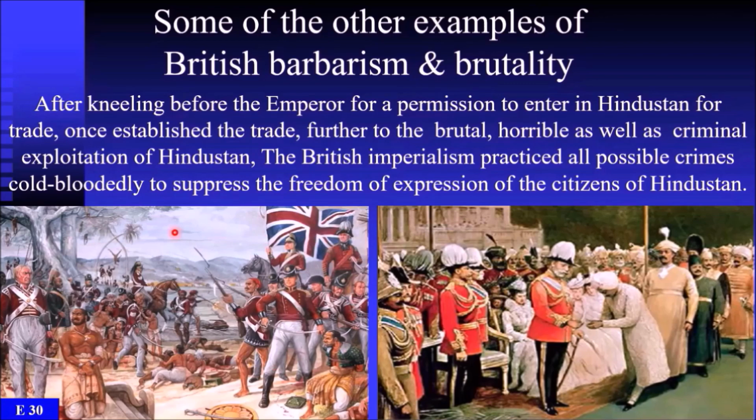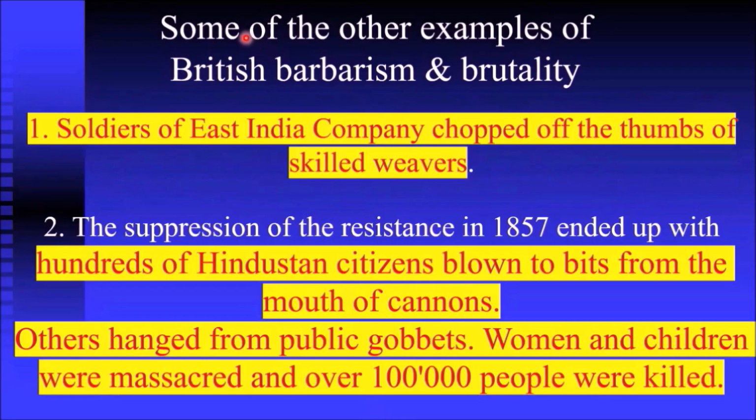Here we can see what these people of high culture and civilization practiced in Hindustan. They ordered all the local rulers to surrender one by one. Otherwise, the only option was death, because these people who came to Hindustan disguised as traders brought, as you have seen in the last episode, enough soldiers and weapons. So these local rulers couldn't resist anymore. Here are some other examples of British barbarism and brutality and crimes they practiced in Hindustan.